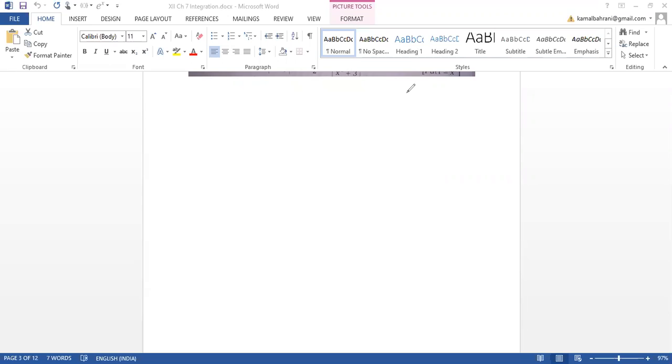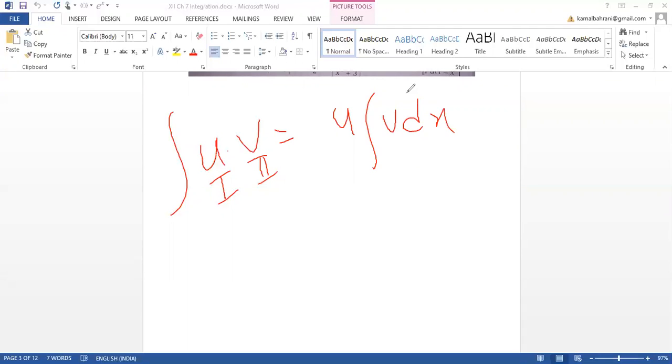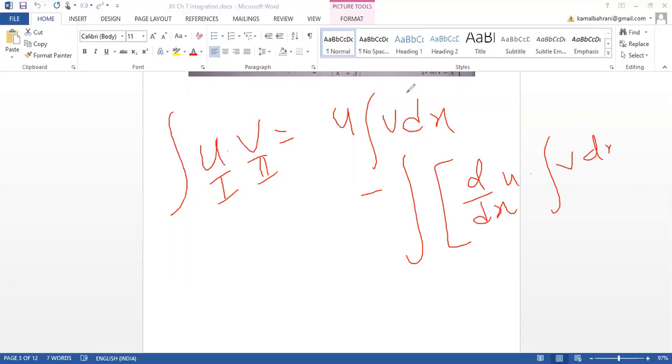Okay, now just see what I was telling you. We will go through Exercise 7.3. In that we are having integration by parts. Again, if you want to write down, we are having u into v, where u is the first function and v is the second function. This can be written as u into integration of v dx minus integration of d by dx of u into integration of v dx, this whole dx. Clear? If you have not written, please write down.